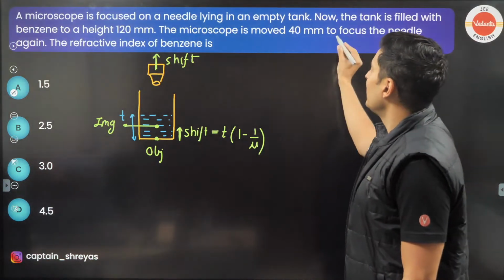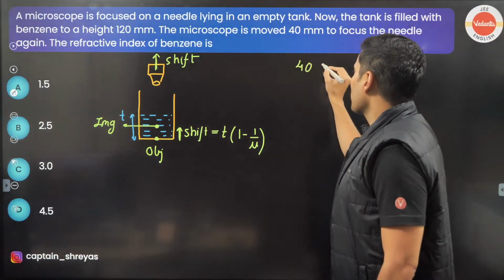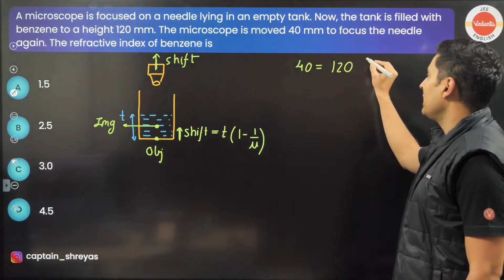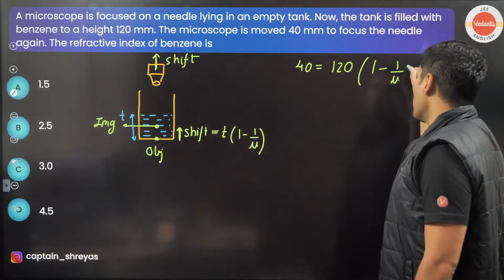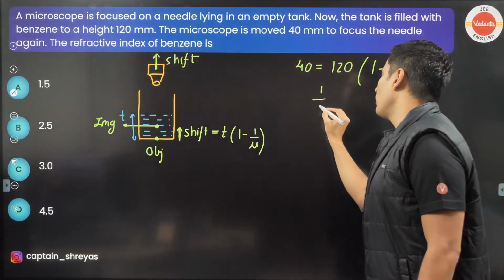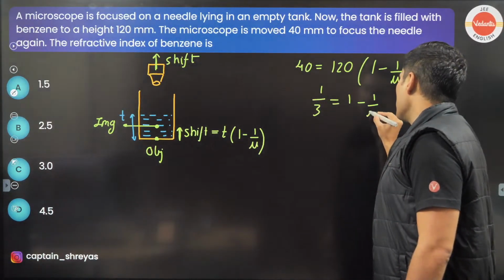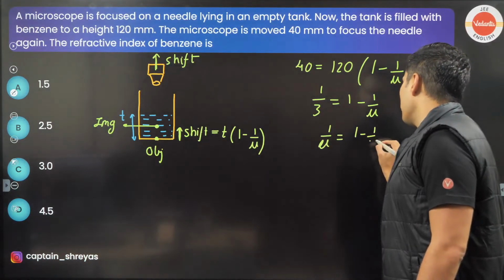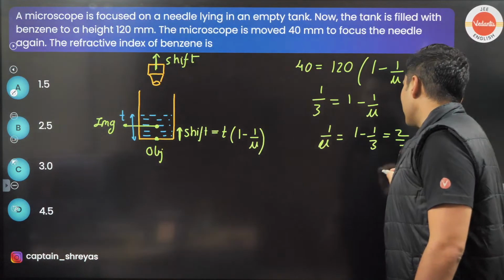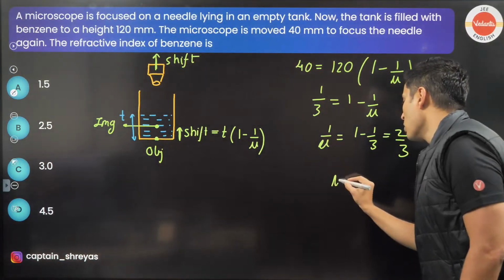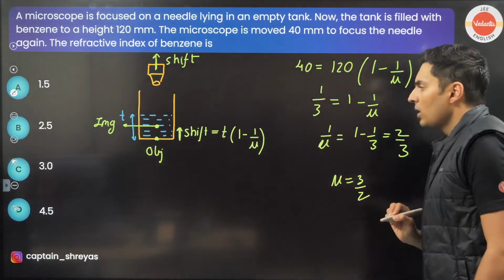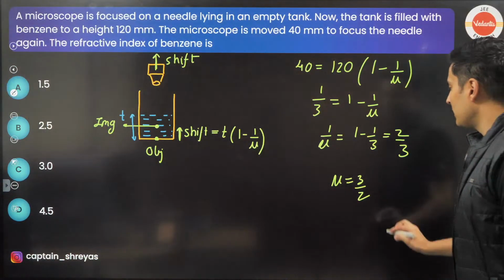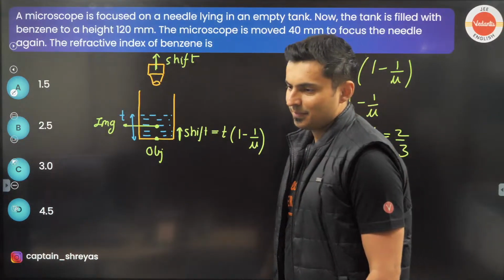So the shift is given to be 40 millimeters. The original height of the benzene is given to be 120, into 1 minus 1 by mu. So 40 by 120 is 1 by 3, is 1 minus 1 by mu. So 1 by mu I can take it there. So it will become 1 minus 1 by 3, which is basically 2 by 3. Flip it, you will see mu is equal to 3 by 2. So 3 by 2 is 1.5, which is option A. Yep, it is 1.5, guys.